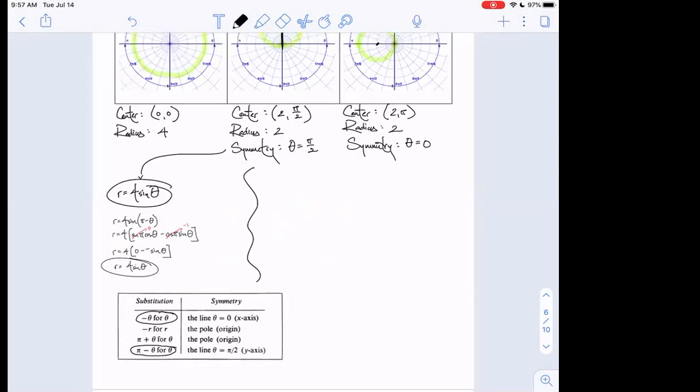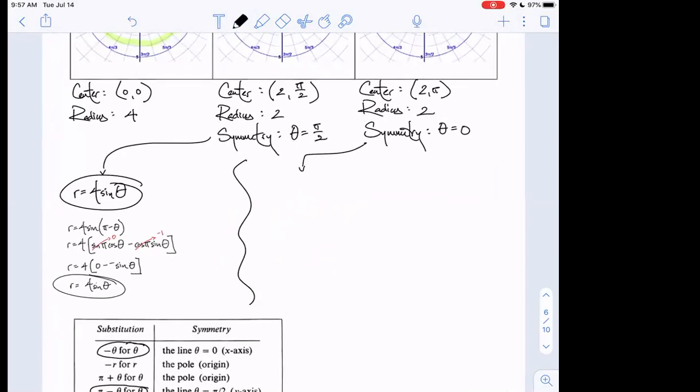All right, so let's make that substitution. We had originally r equals -4 cosine theta. And if that symmetry is true, when we say r equals -4 cosine of negative theta, we should be able to simplify it to get to the same thing that we started with.